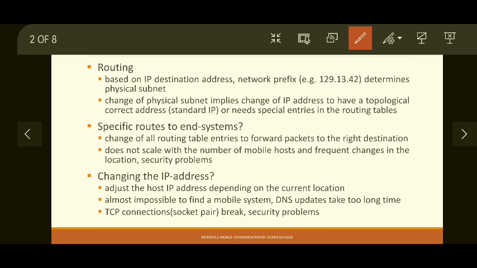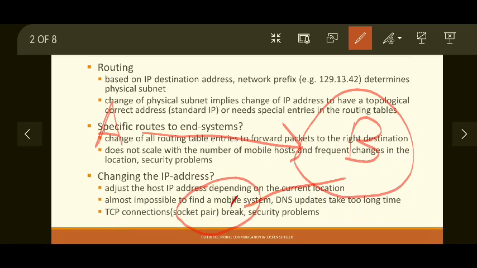But how will the sender know that a receiver has changed its IP address? Okay, suppose there is a sender A who is trying to send a packet to B. Now B has moved from one subnet to another subnet. How will sender know that its IP address is changed? So that is the question, and that is almost impossible to solve. So one solution to that may be use of DNS.